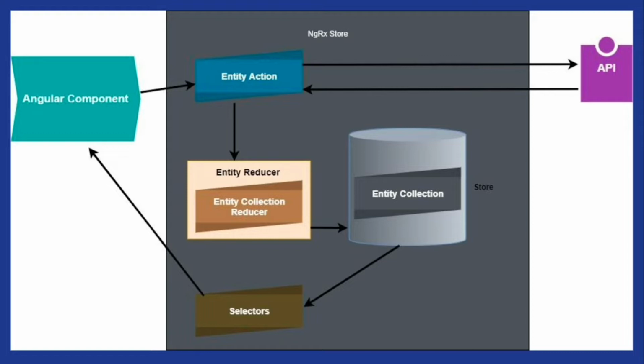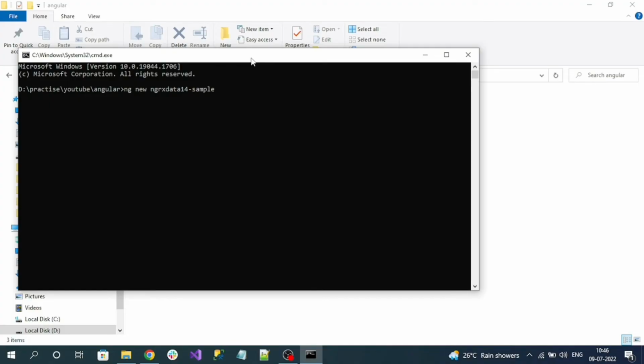Okay, let's jump into creating the Angular example. Here is the Angular CLI command for generating the Angular project. The command is ng space new space name of your project. So let's run the command.